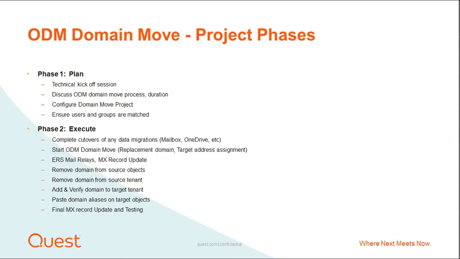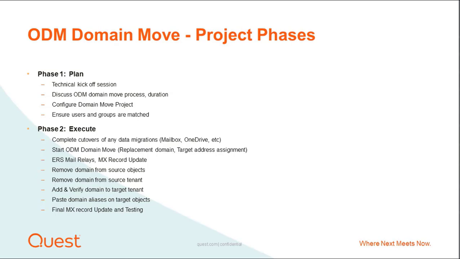Once that step is complete, the process automatically moves on to the next step, which is the domain will be removed from all objects in the source, both from the cloud as well as the Active Directory. Once all references of the domain are removed from all objects in the source tenant, the process will automatically remove the domain from the source tenant. Once the domain is removed, the process will automatically add the domain to the target tenant, and at this step you have to perform the verification of the domain.